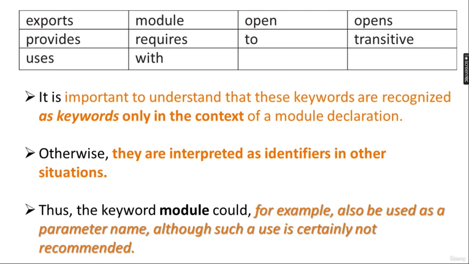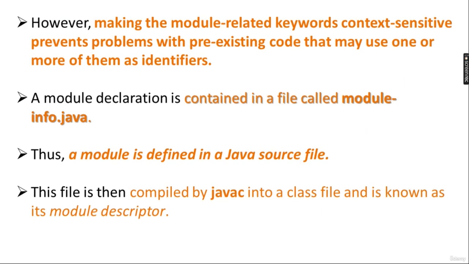They are interpreted as identifiers in other situations. If you use these names in other programming languages, they will be treated as identifiers or variable names or class names, etc. The keyword module could, for example, also be used as a parameter name, like a variable name, although such a use is certainly not recommended. Still, you can use it in other situations, but most of the time it will be used in the context of module.